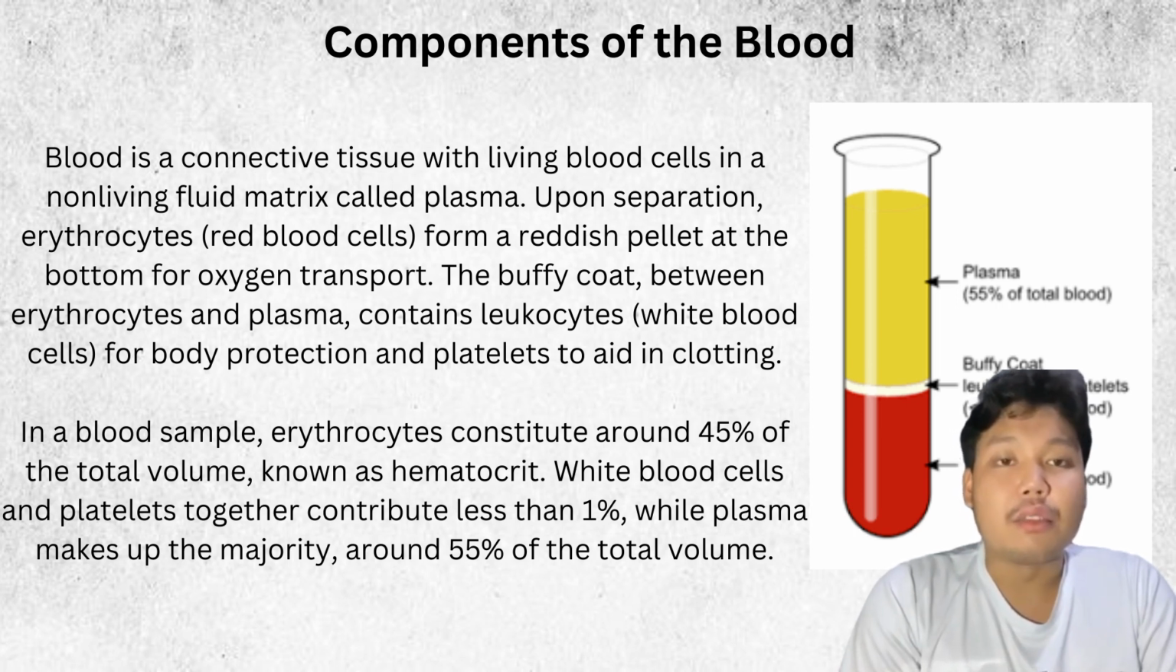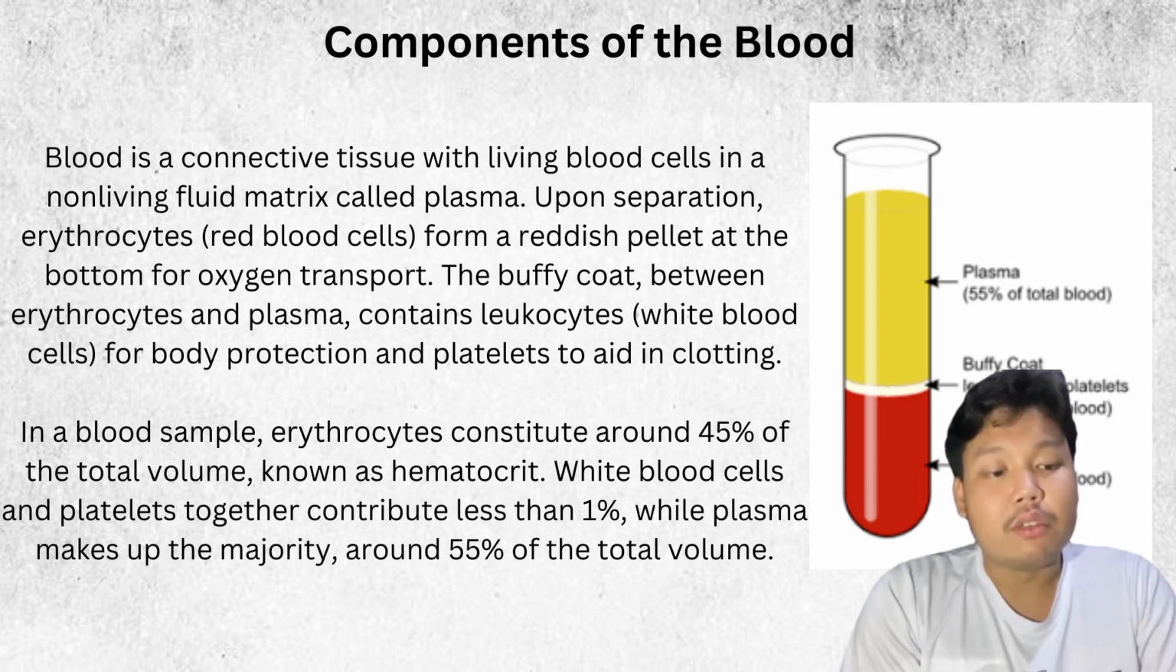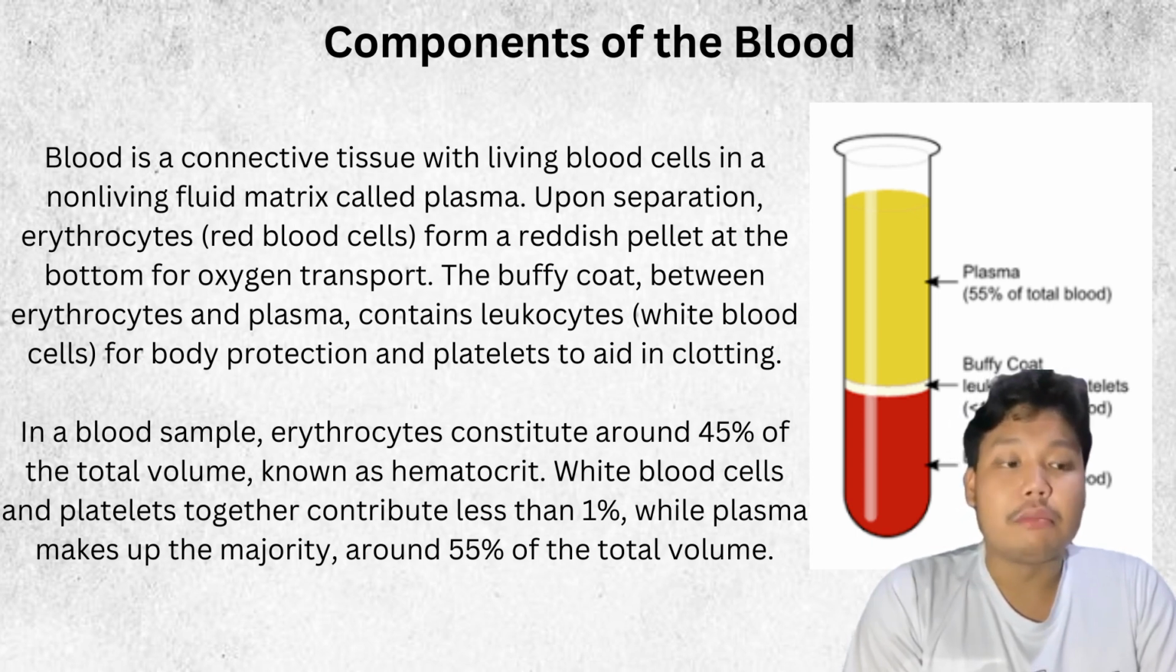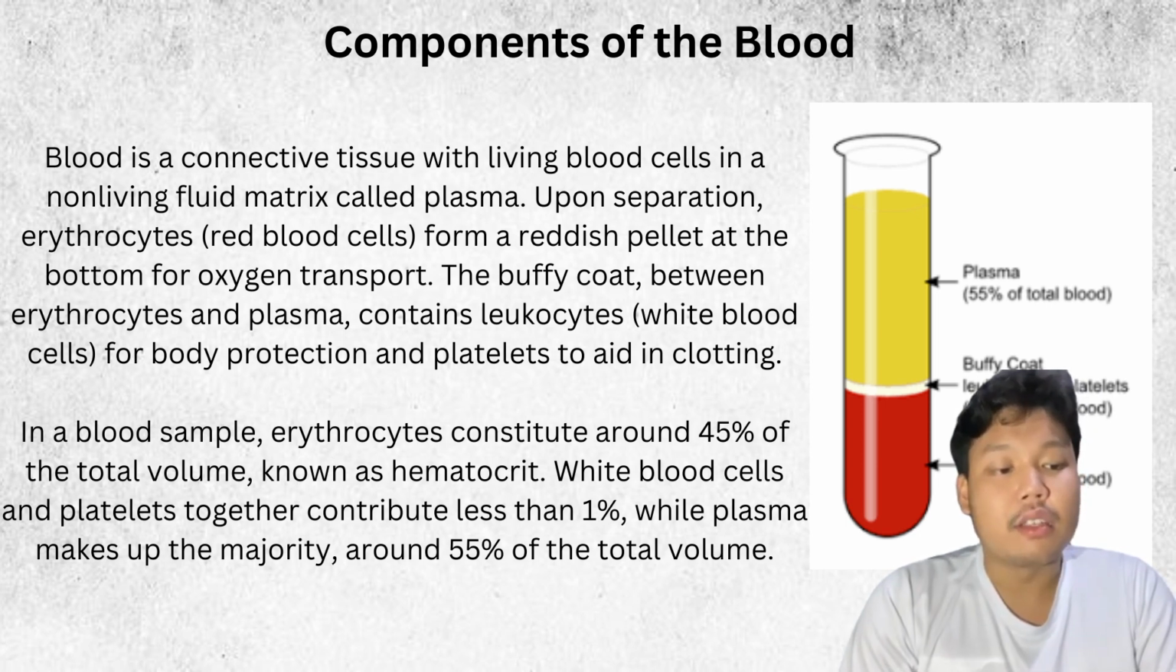So it means that when the blood undergoes centrifugation, erythrocytes or the red blood cells settle at the bottom to form a reddish pellet. These cells are crucial for transporting oxygen. Above the erythrocyte layer, there is the buffy coat, which contains leukocytes or the white blood cells. They are responsible for the body's immune response, and platelets, which aid in blood clotting.